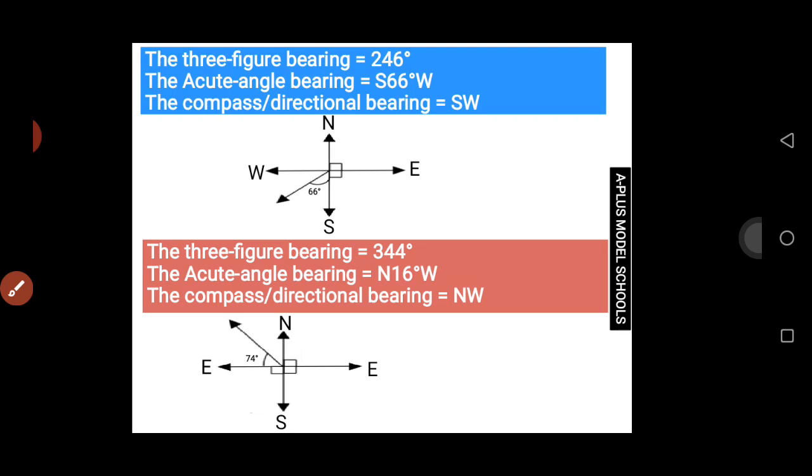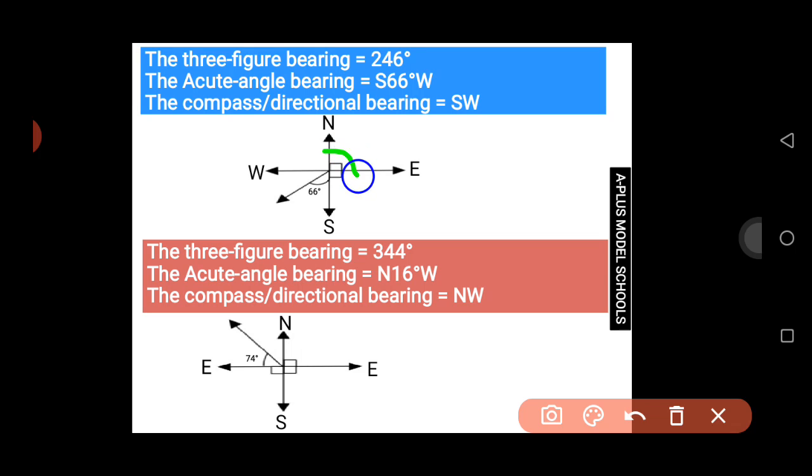Now to the next example. Here, we also have 66 degrees given to us. If you are given 66 degrees, to get your three-figure bearing, you start reading your angle from the north pole to where this arrow is. So this is 90 plus 90, which is 180. This angle is already given to me, which is 66. So 180 plus 66 will give me 246 degrees.